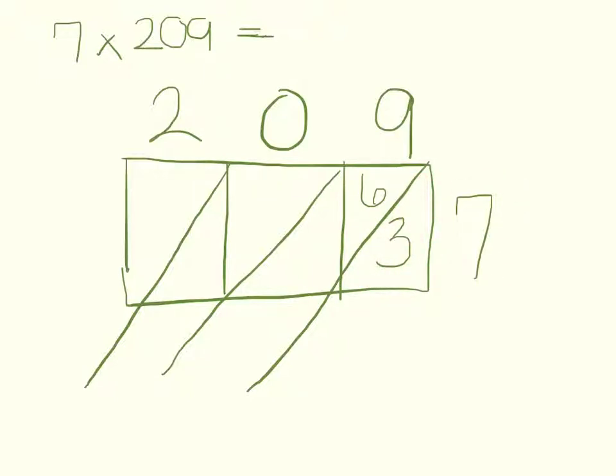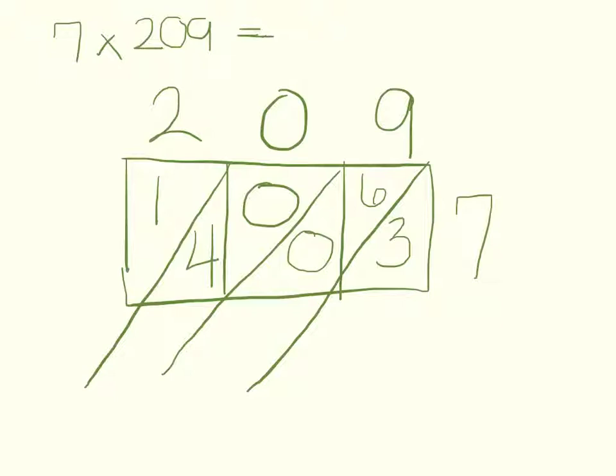Our next problem is 7 times 0. Well, 7 times 0 is 0. So we're going to place a 0 in both boxes. And 7 times 2 is 14. And we have our 1 in the top box representing a 10. And our 4 in the bottom box representing 4 singles.